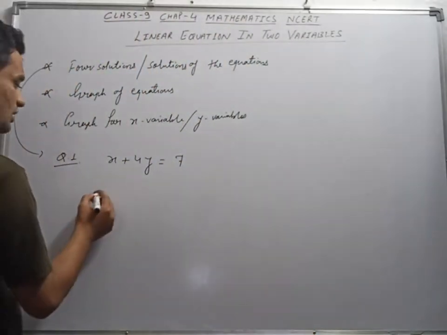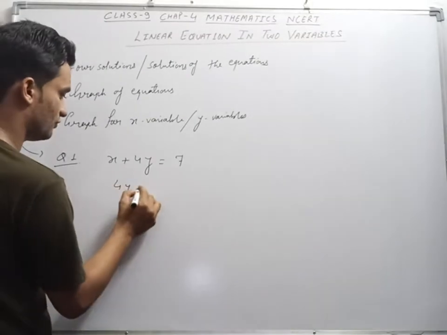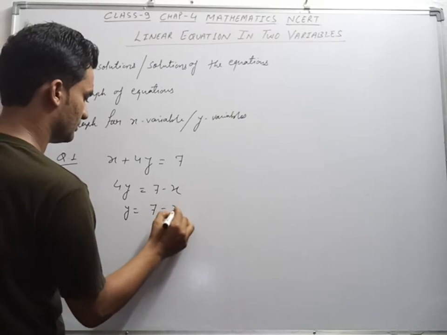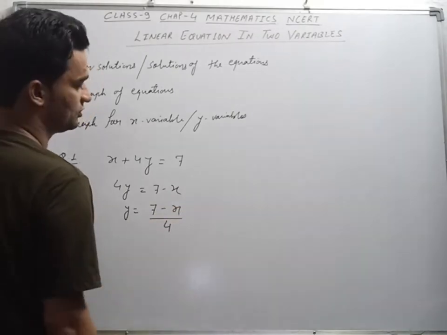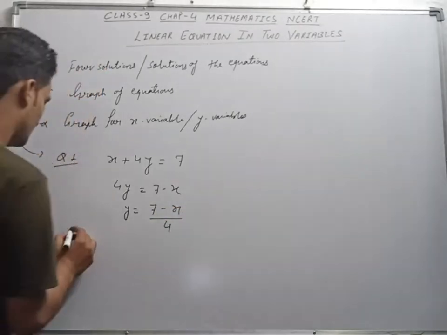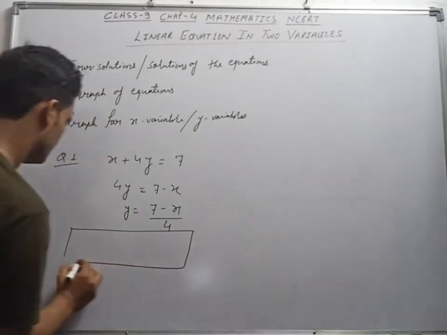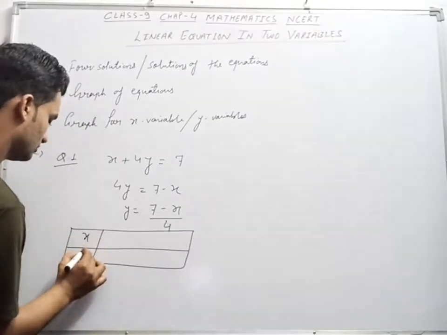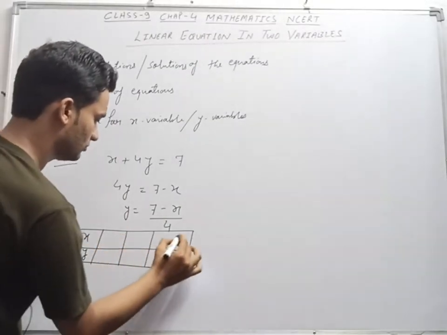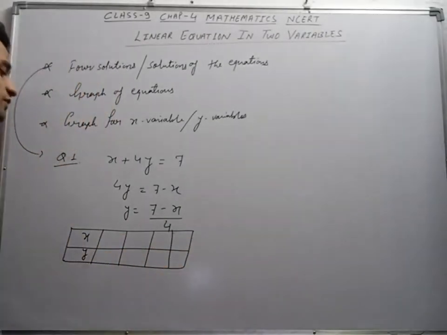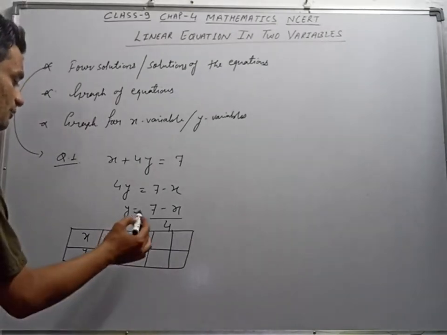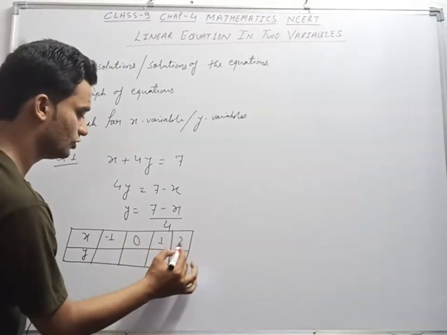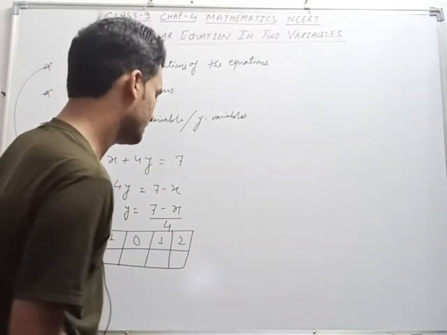So first of all, 4y is equal to 7 minus x, and y is equal to (7 minus x) upon 4. So this will be your equation. Now you can make one box. So here you can see, this is minus 1, 0, 1, 2. You can take any value.